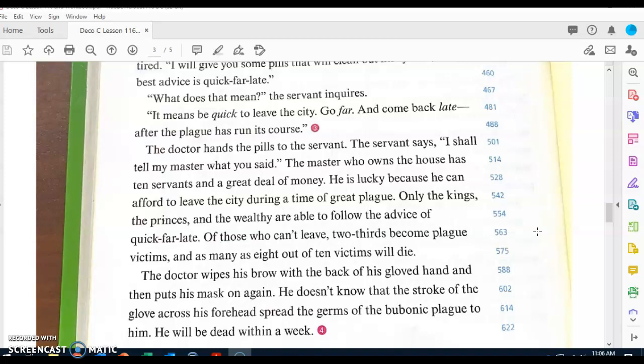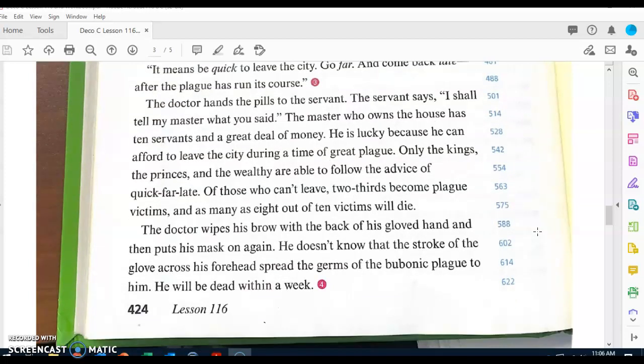What 3 words of advice did the doctor give the servant? The words of advice that the doctor gave the servant were quick, far, late. What does quick, far, late mean? Quick, far, late means to leave the city quickly, go far away, and to come back late. Let's continue reading. The doctor hands the pills to the servant.